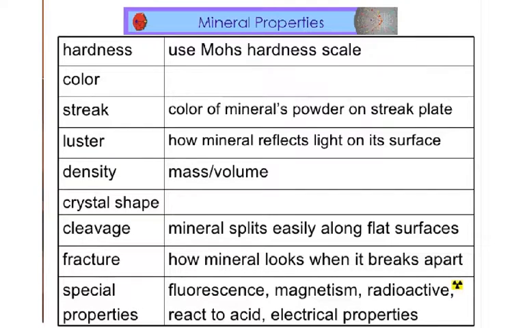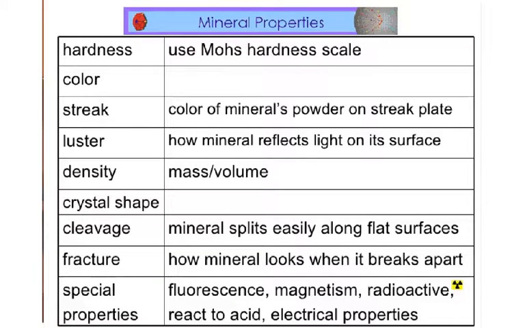Streak is going to be the color of a mineral's powder on a streak plate. The luster is how the mineral reflects light on its surface. Does it look metallic or is it glassy looking? The density is the mass divided by its volume. You learned about density last year. All minerals usually have crystal shape. However, sometimes you can't see it without a microscope.